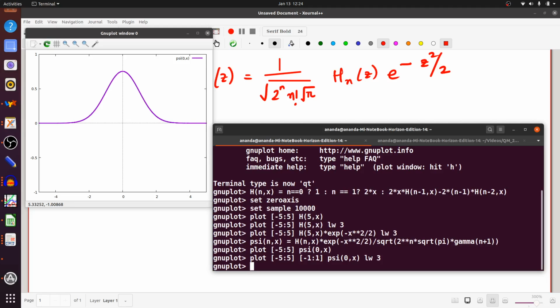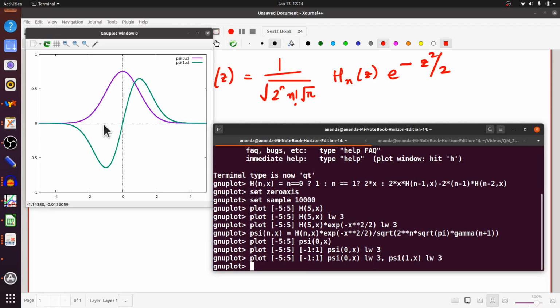Now, not only can you plot one wave function at a time, you can of course plot several curves at a time. Just to remind you, all you need to do for that is just separate the different functions you want to plot with a comma, and now you have the ground state and the first excited state plotted together.